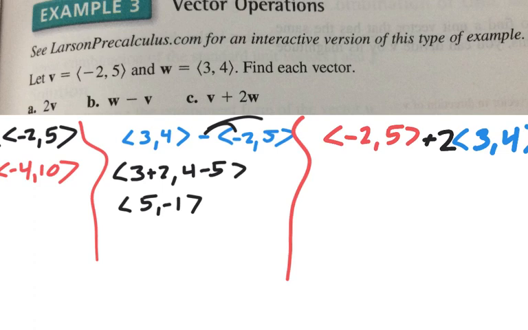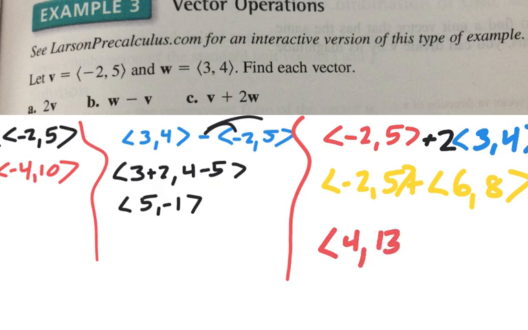Order of operations. You're going to have to multiply the scalar before you add the vectors. So multiply 2 by vector w. That's going to give me 6, 8 for 2w. Then I'm going to add that to v, which is negative 2, 5. Now we add the x's. Negative 2 and 6 gives 4. 5 and 8 gives 13. So my final vector, my resultant vector, that's the word I need to be using, my resultant vector is 4, 13.